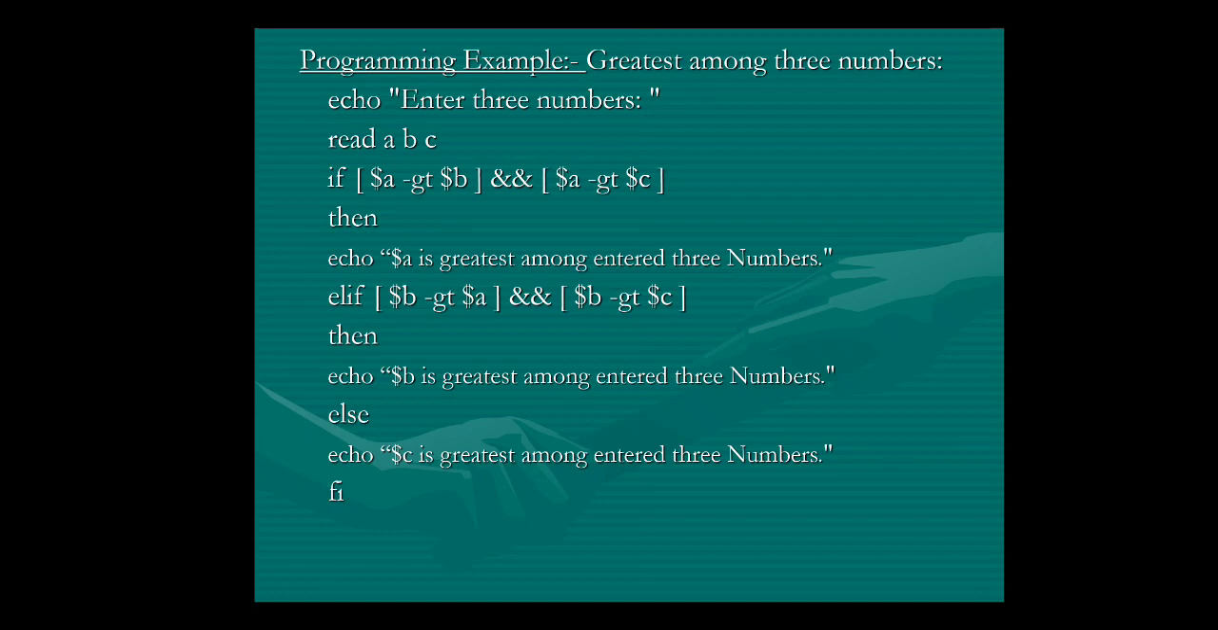And in the sixth line, we check whether $B is greater than $A and $B is greater than $C through the elif statement. If it is true, then $B will be greatest, else $C is greatest among the entered three numbers.